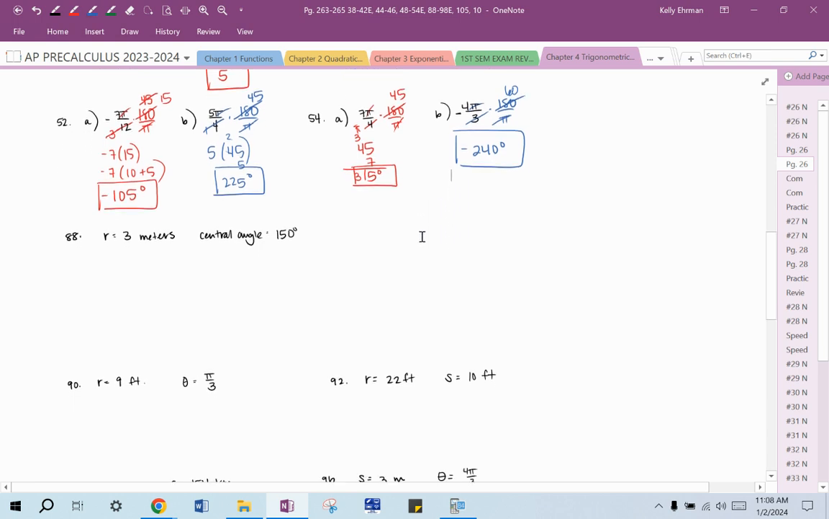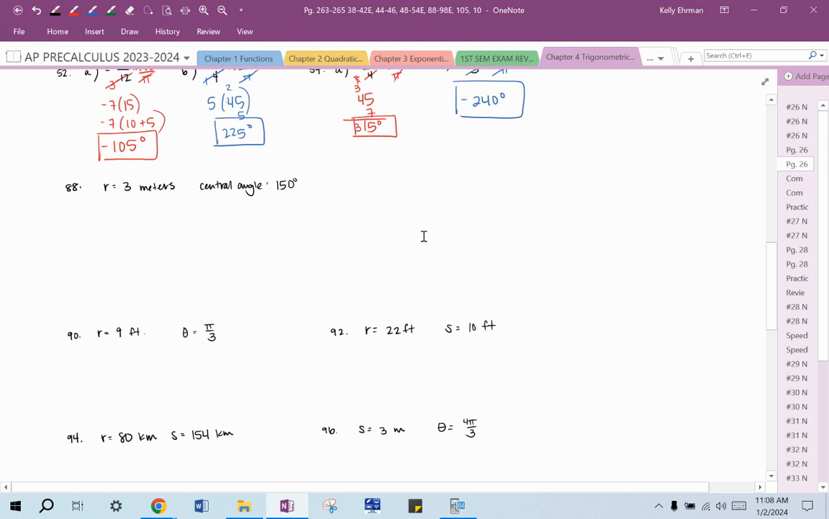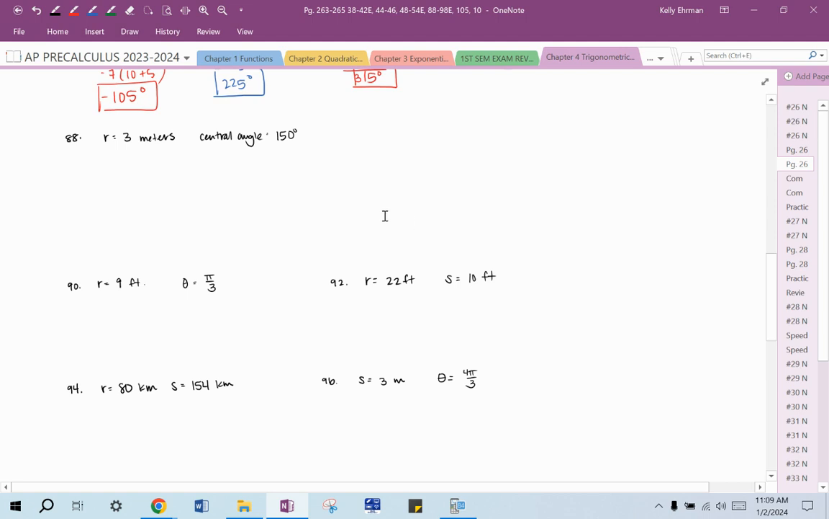All right, let's see. The next set of problems say we're using our arc length formula. So we're given 3 meters and the central angle is 150. I don't think I put this in my video notes, but for this formula, theta equals S divided by R, theta has to be in radians only. So the first thing to do is convert the central angle into radians by doing times pi over 180. 15 over 18 simplifies by 3. We get 5 pi over 6.